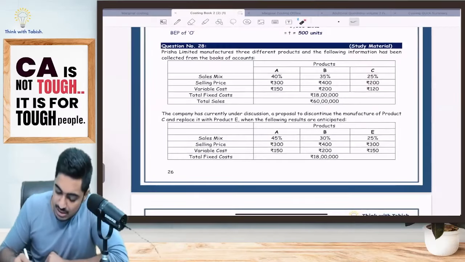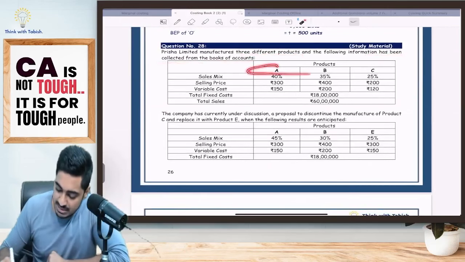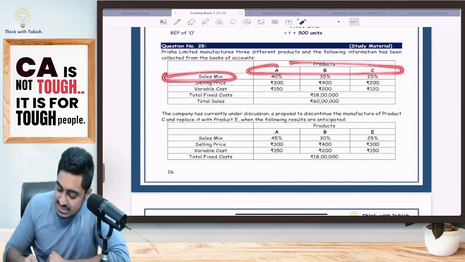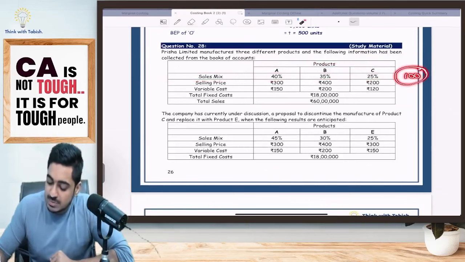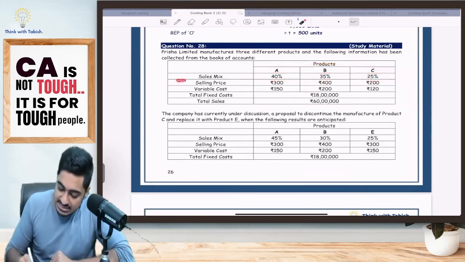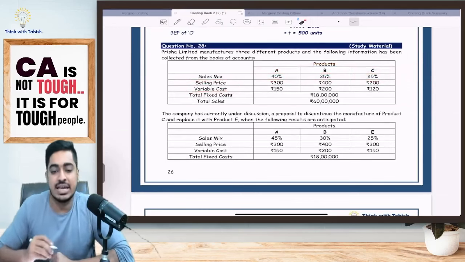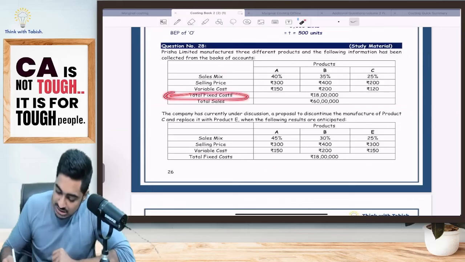Let us solve. Okay, so Prisha Limited manufactures 3 different products and the following information has been collected from their books of accounts: A, B and C. Sales mix is given 40%, 35%, 25%. What does it mean? It means that total, if I'm going to do a 100 rupee sale, in that 40 rupees will be A, 35 will be B, 25 will be C. Selling price is given, variable cost is given. Based on that, can I calculate contribution as well as PV ratio? Yes, sir. Total fixed cost is 18 lakh. Total sale is 60 lakh.